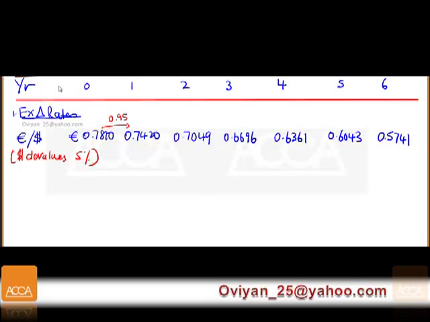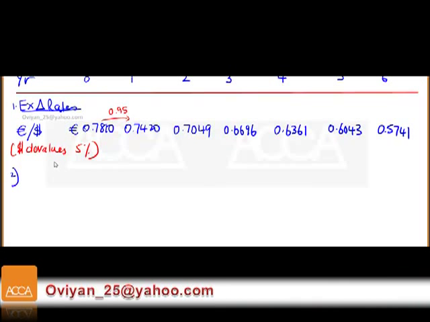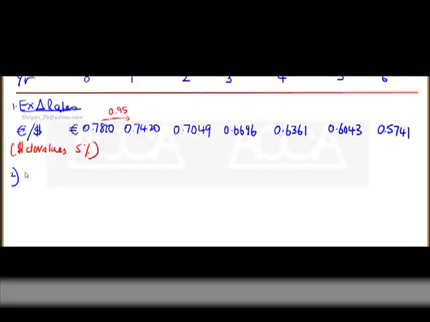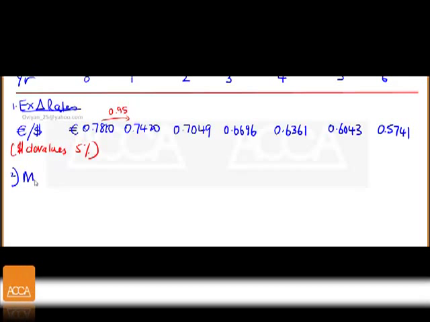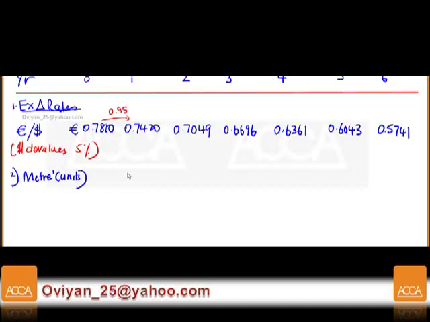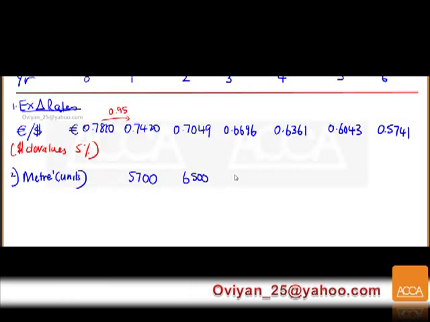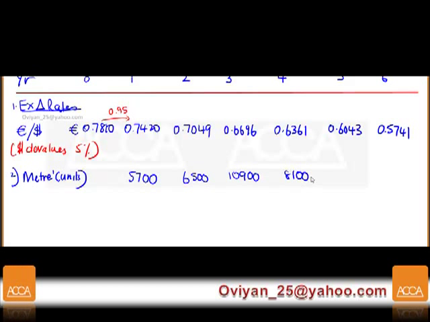Paragraph 18. The second working that we want to do here is the number of units, which is found in paragraph number 14. We're going to put down the meter units, okay? Now paragraph 14 has 5,700, 6,500, 1,900, 8,100, 6,300. These are the units that we have in paragraph number 14.